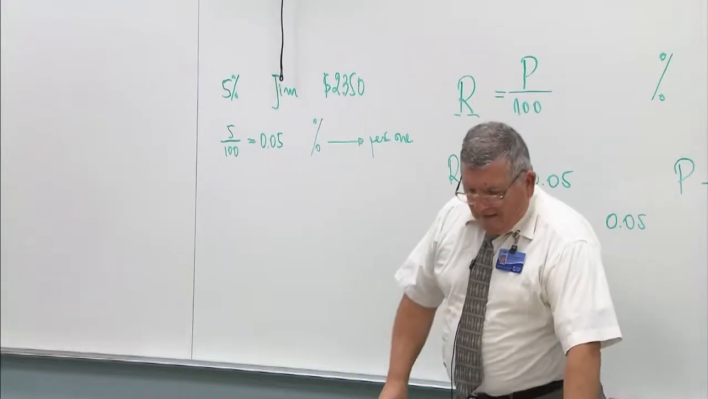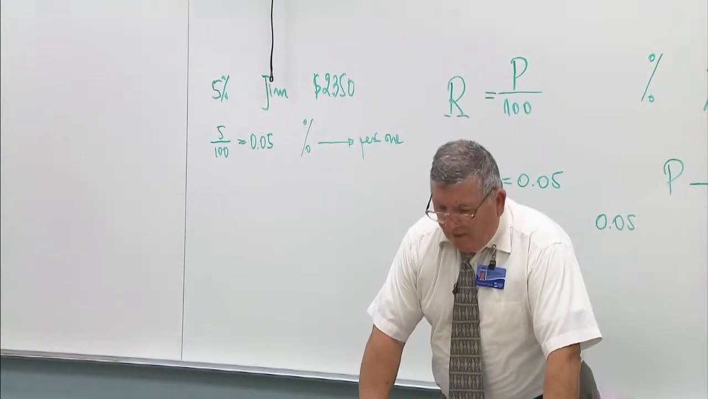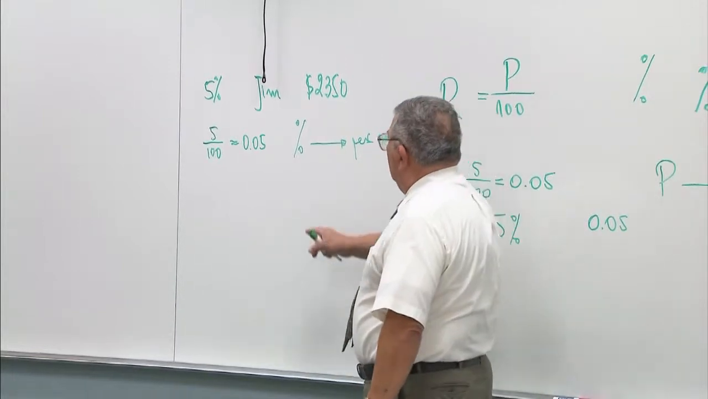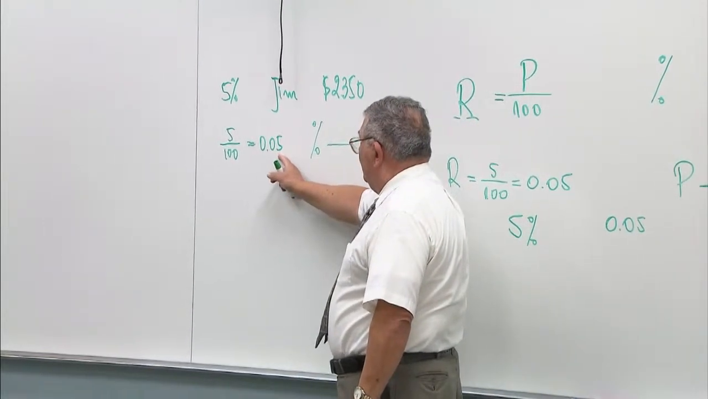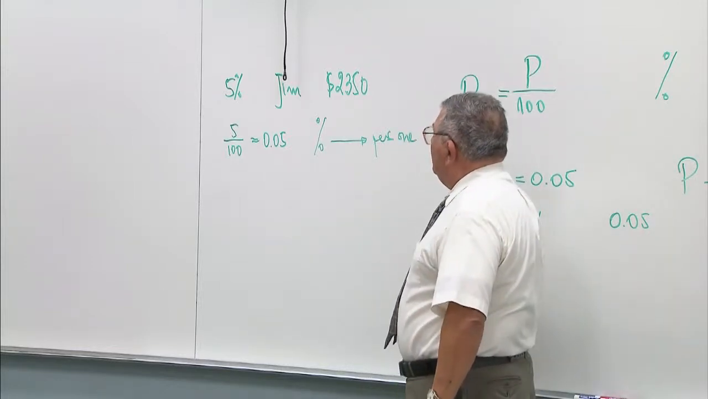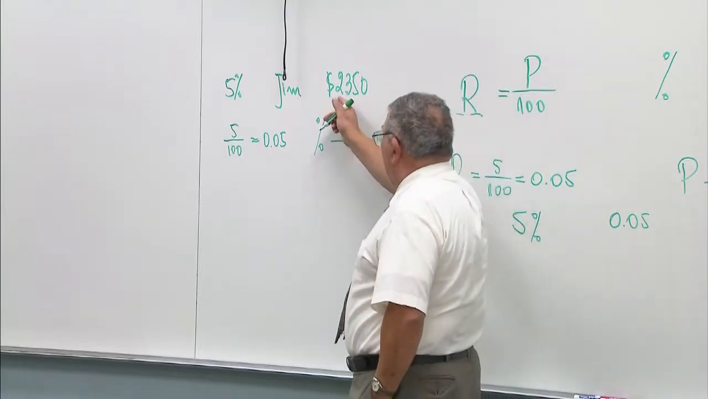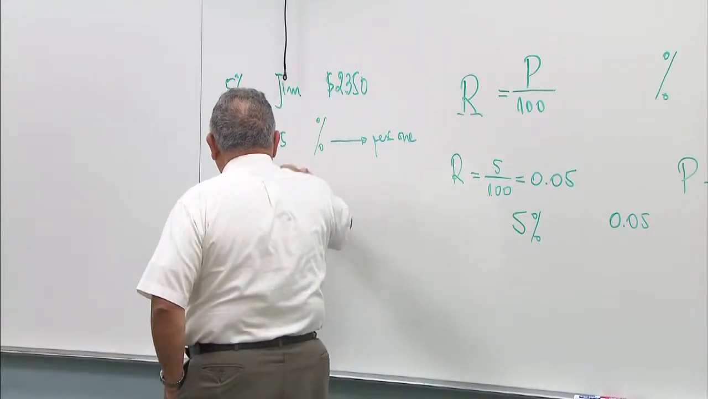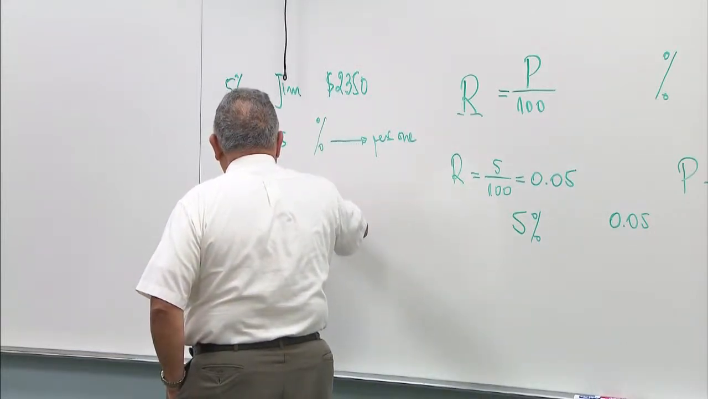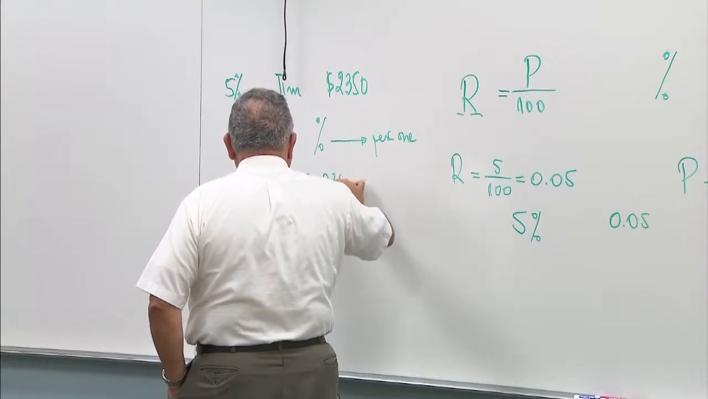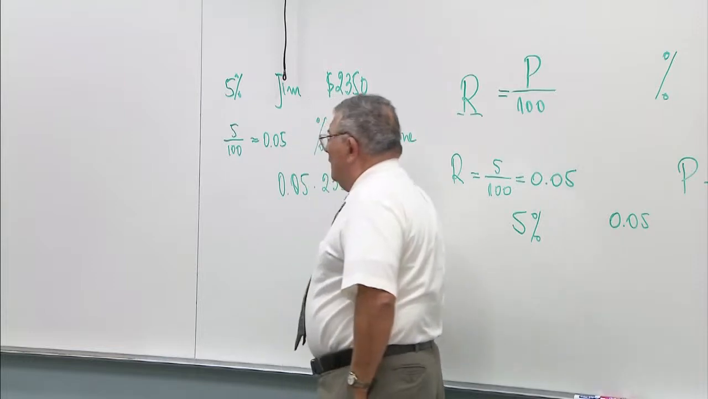And after that, now if the bank is paying $0.05 for every dollar kept in the account, then for $2,350, it will need to pay 0.05 times 2,350.